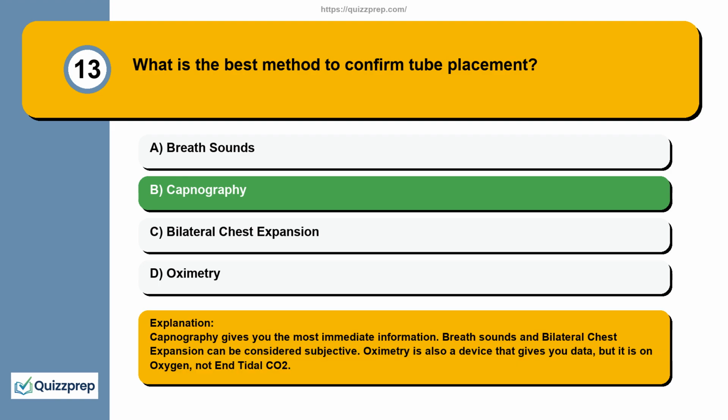Capnography gives you the most immediate information. Breath sounds and bilateral chest expansion can be considered subjective. Oximetry is also a device that gives you data, but it is on oxygen, not end-tidal CO2.